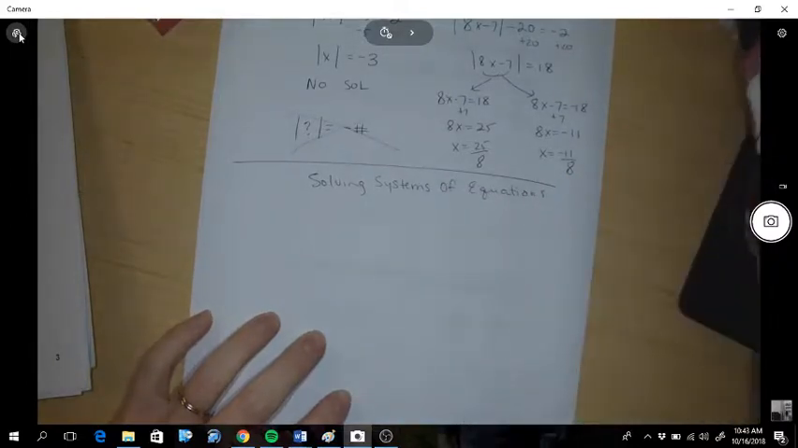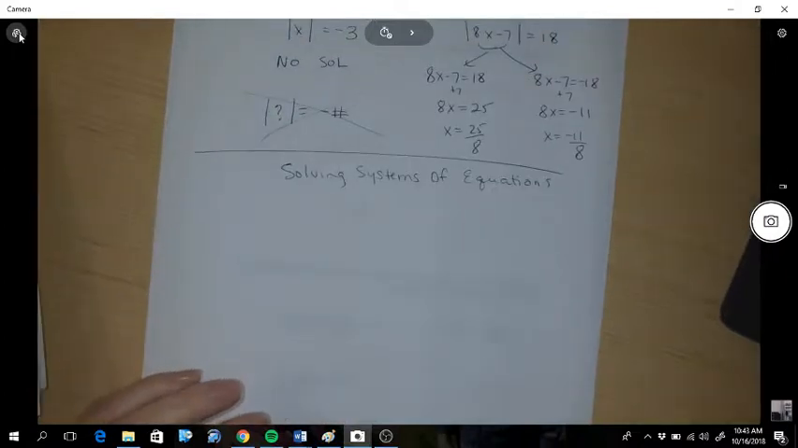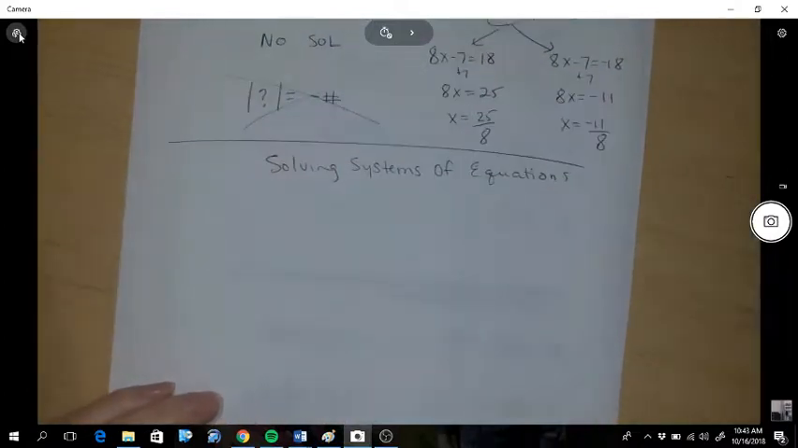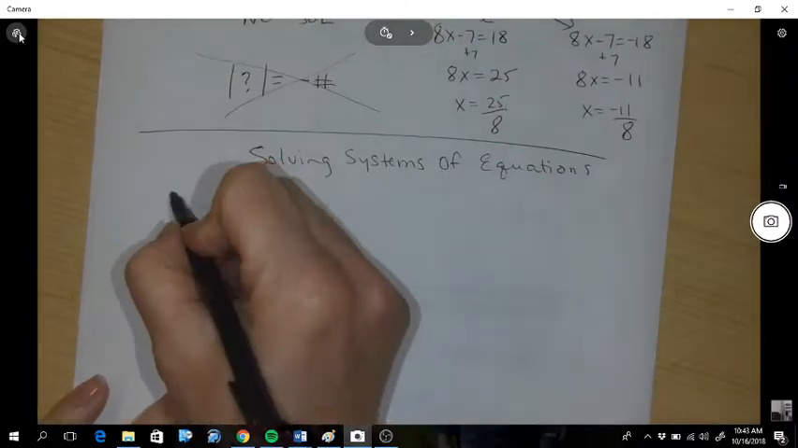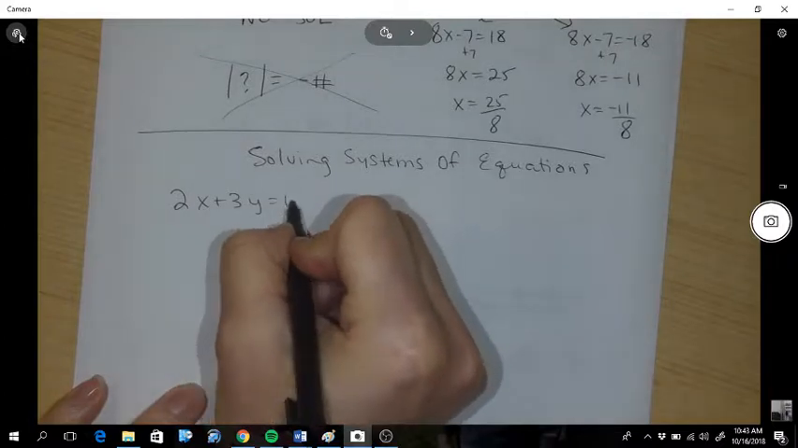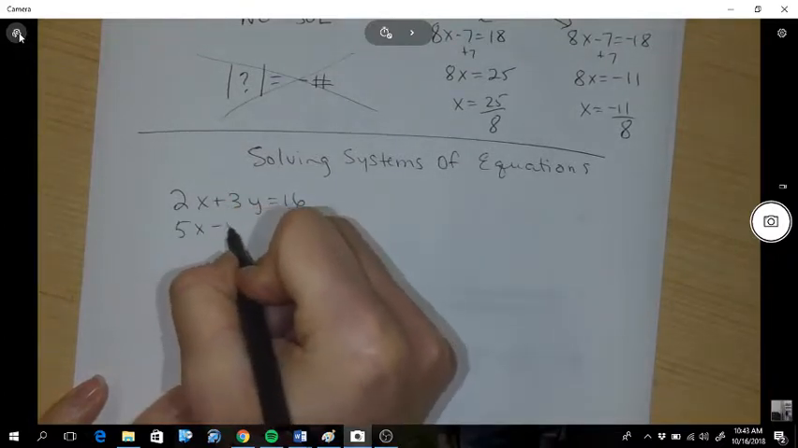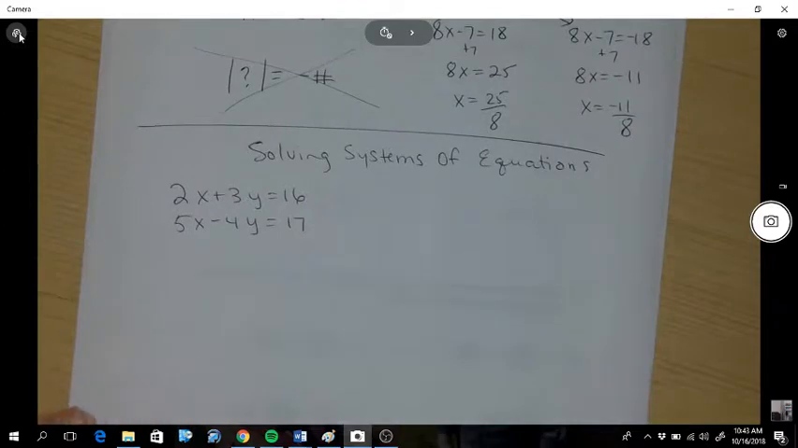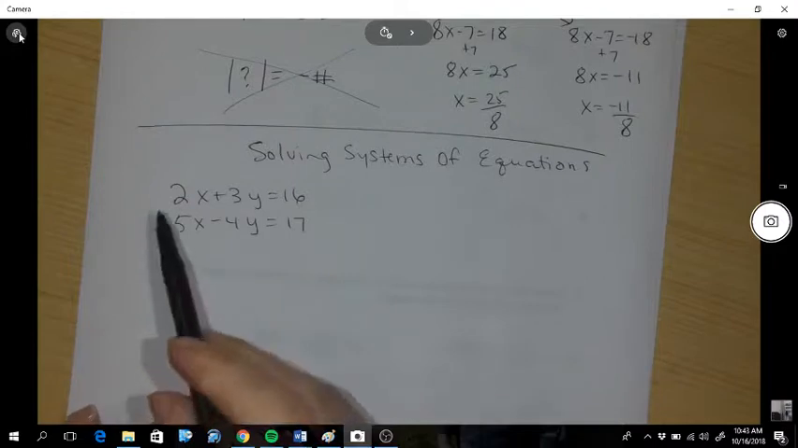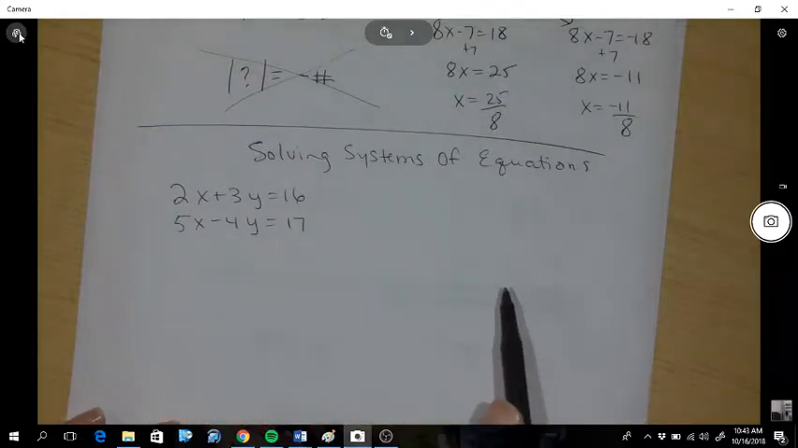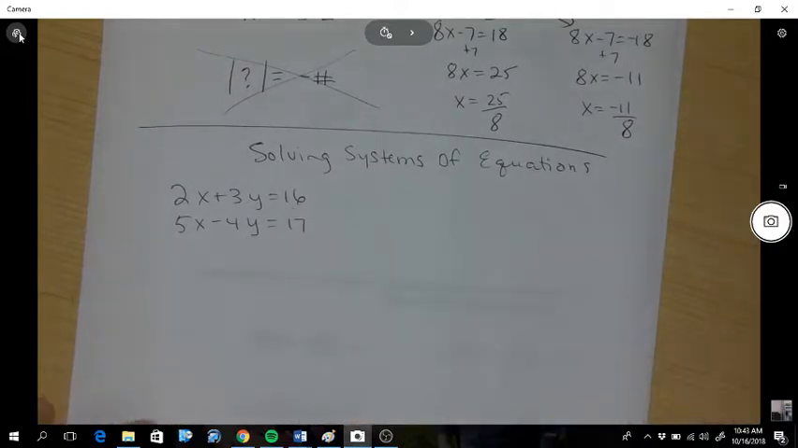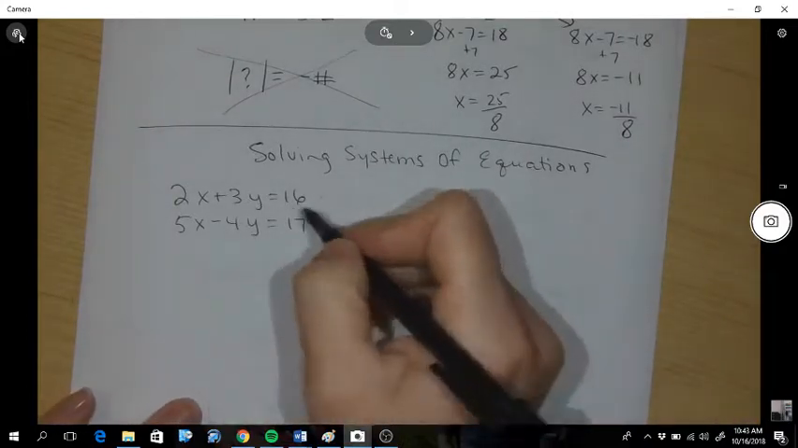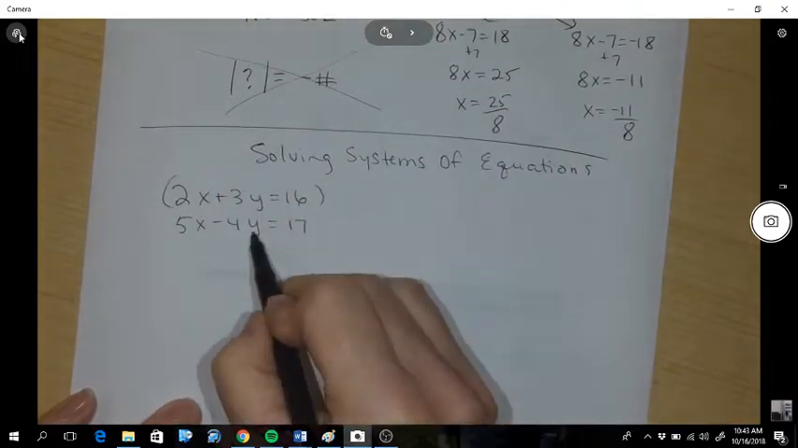Okay, so you did this in grade 10 with two equations, two variables, so I'm going to recap how you did that. Let's say you did 2x plus 3y equals 16, and 5x minus 4y equals 17. A method of elimination would be that we're going to set this up on top of each other, so that either the x's are the same or the y's are the same, and you could add or subtract them away and cancel. Let's say we're going to get rid of the y's.